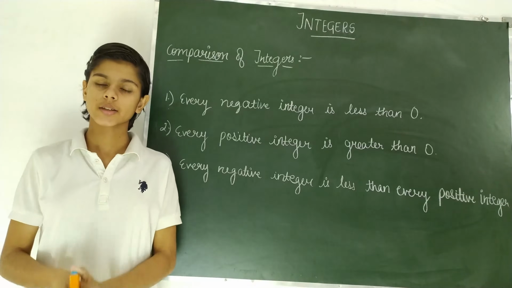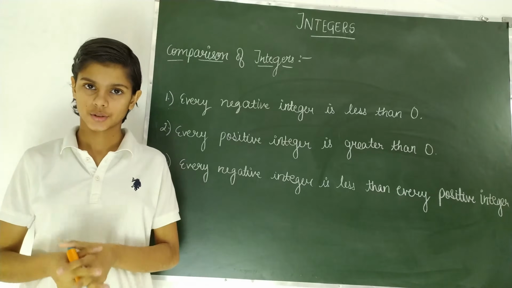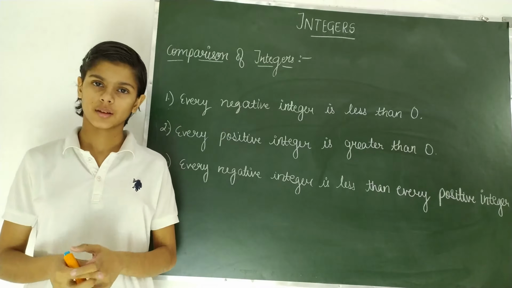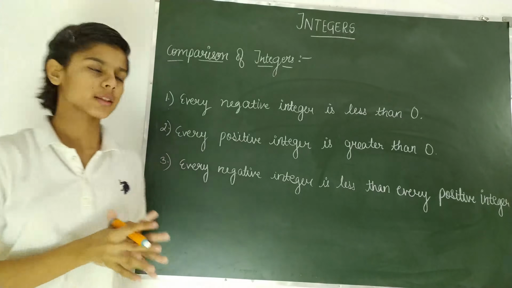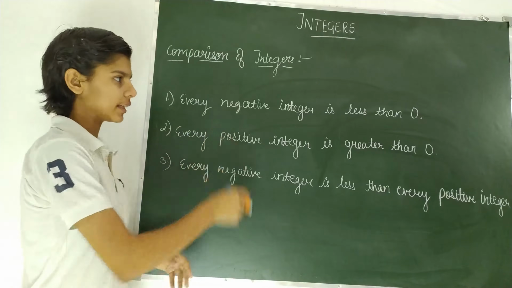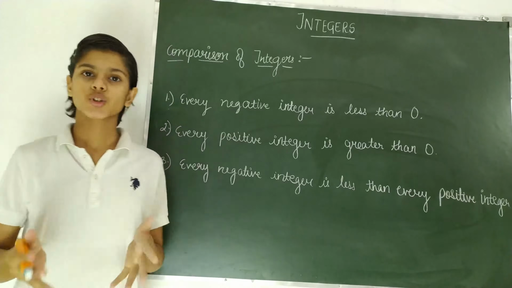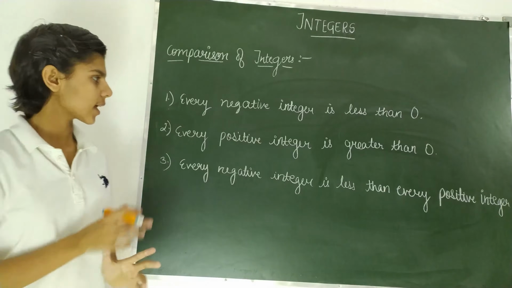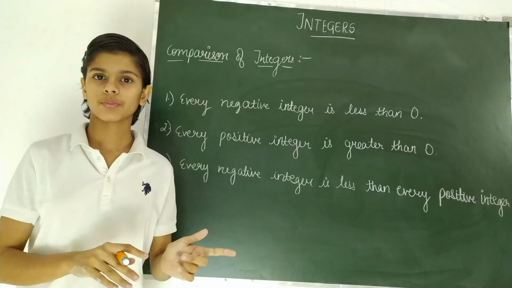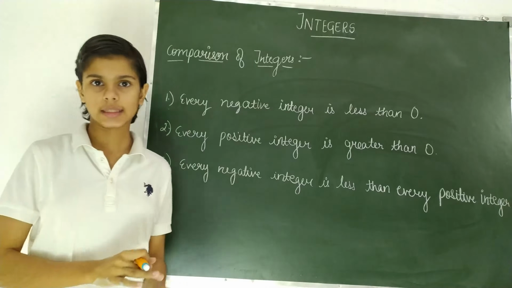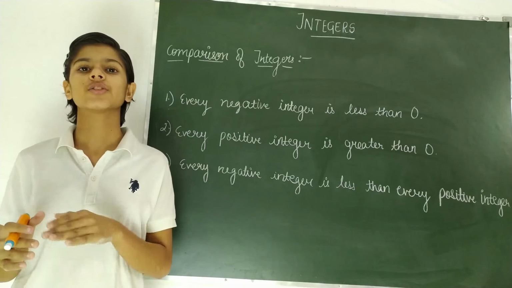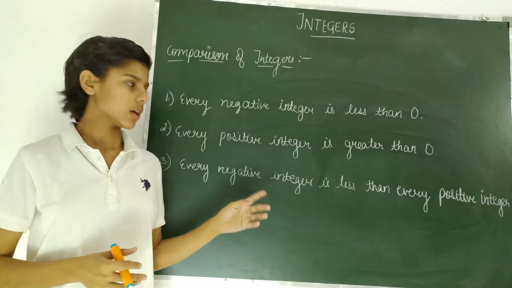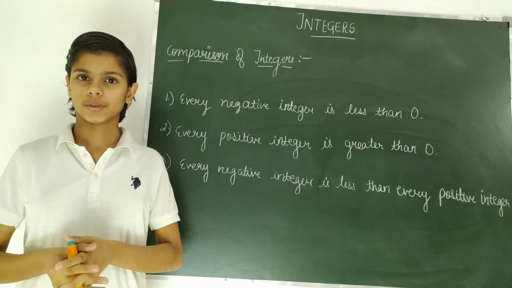Now we will discuss how to compare two integers. For comparison of integers, we have to remember 3 things and they are very simple. Every negative integer is less than 0. It is obvious that every negative number will be less than 0. Next, every positive integer is greater than 0. Next, every negative integer is less than every positive integer.